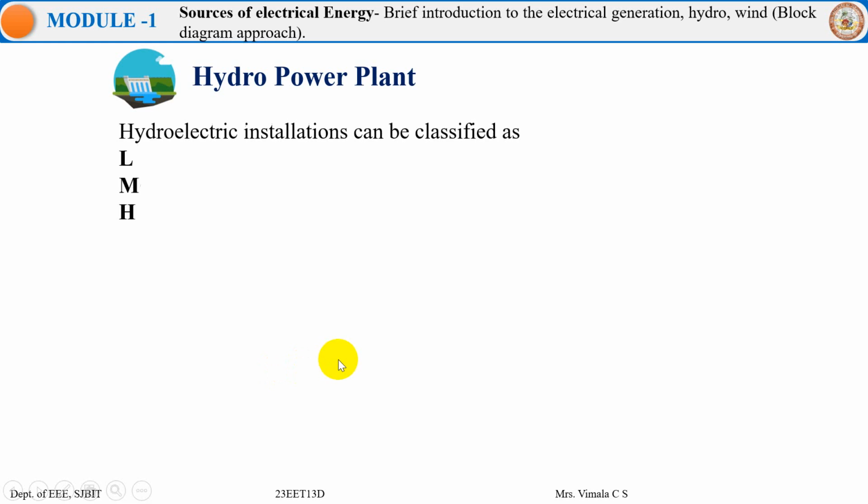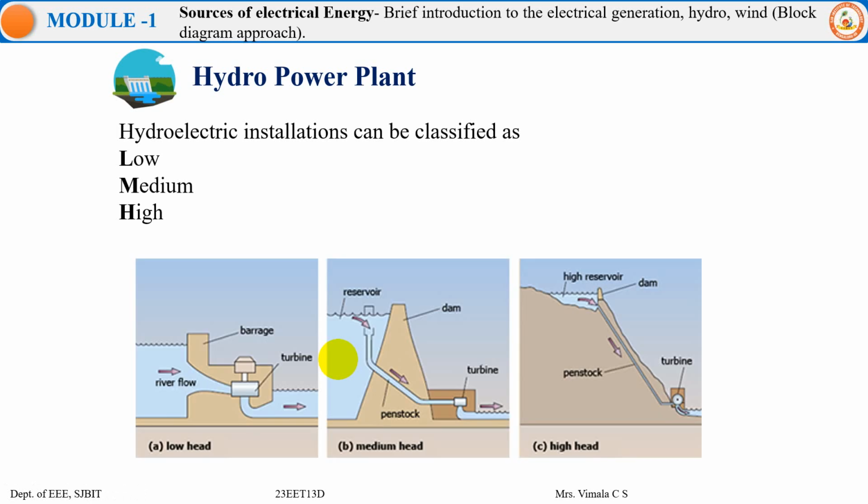So hydropower plant can be classified as LMH, that is low, medium, high, head power plants. So low head is the water flow from a very low height to the turbine, and if you observe here, the medium head, the water is a little bit at a height to the turbine, and the high head, again the water height is at a very high level comparatively to these two. So the low, medium, and high head power plant is classified mainly on the height of the water falling from the reservoir to the turbine.